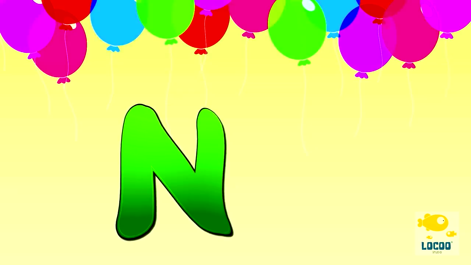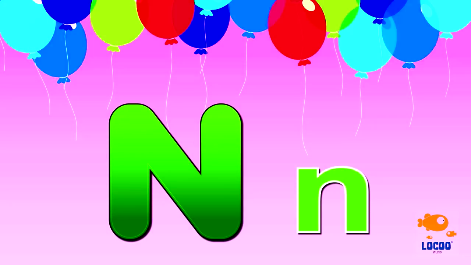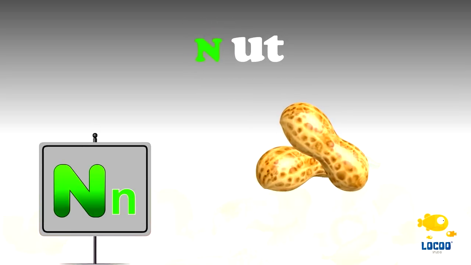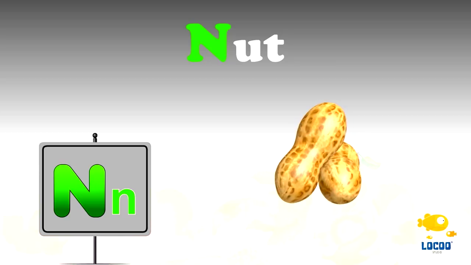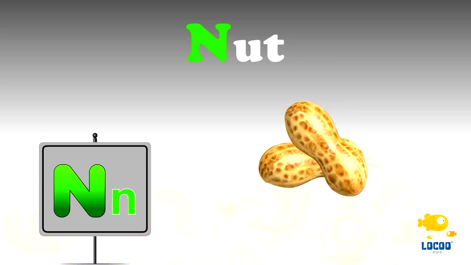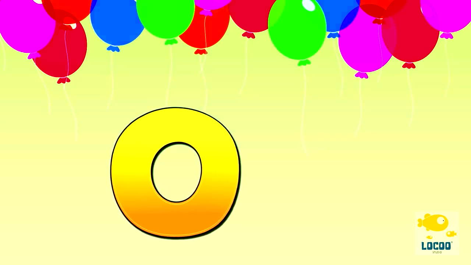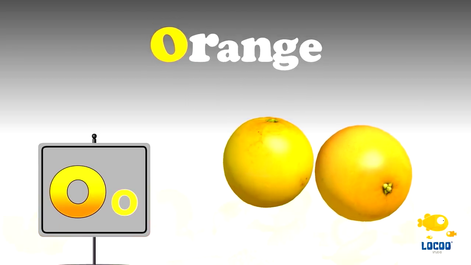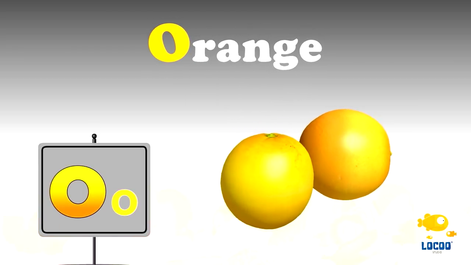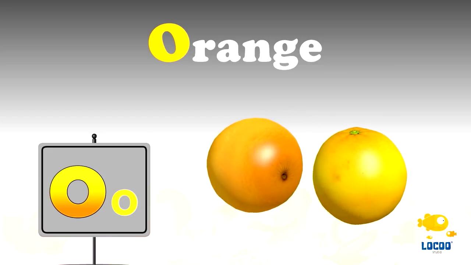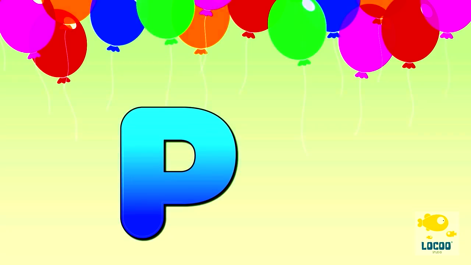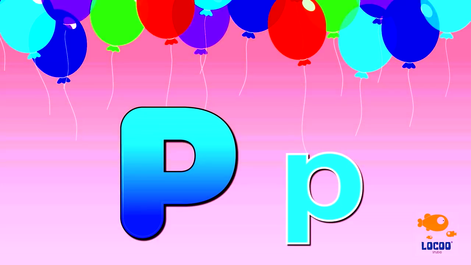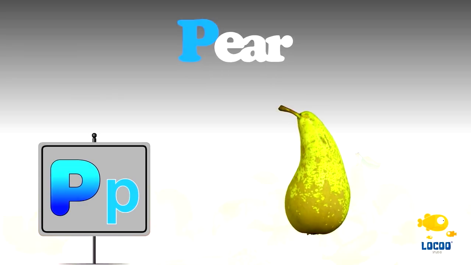N. N is for nut. O. O is for orange. P. P is for pear.